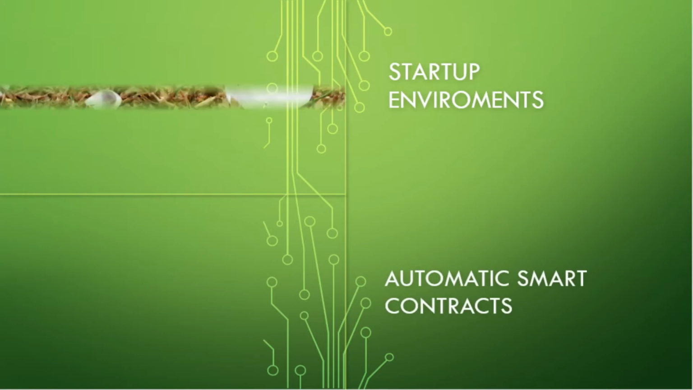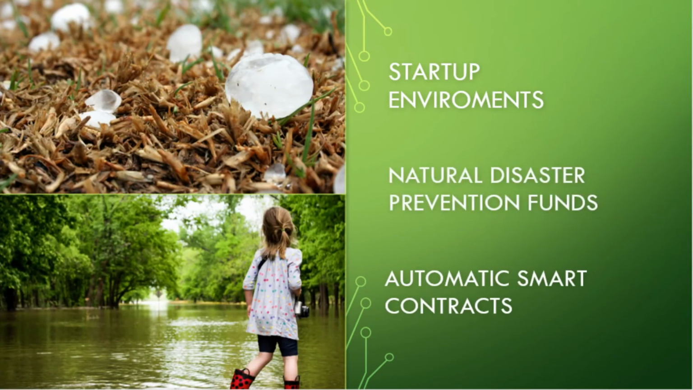We should also consider creating smart, automatic contracts that trigger once an event happened in the industry, for example, hailstorm or a flood. We can even create natural disaster funds, which automatically transfer funds to businesses in need.